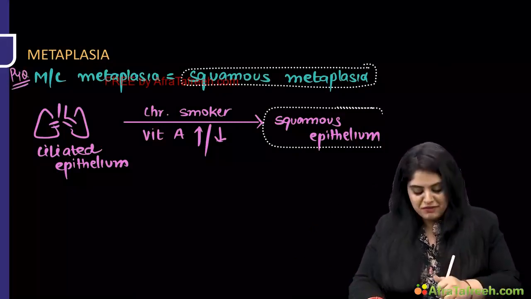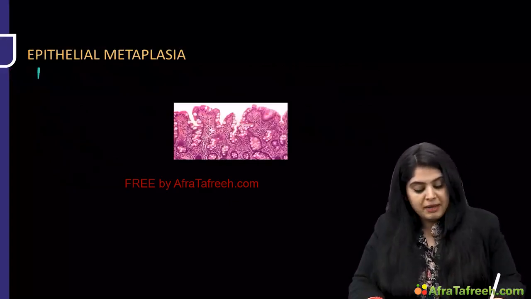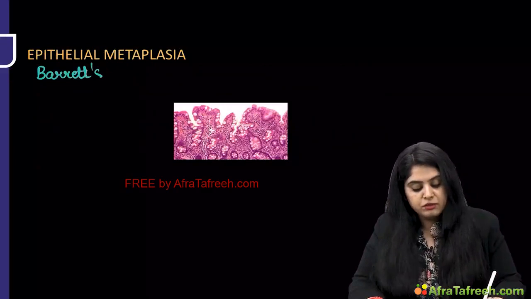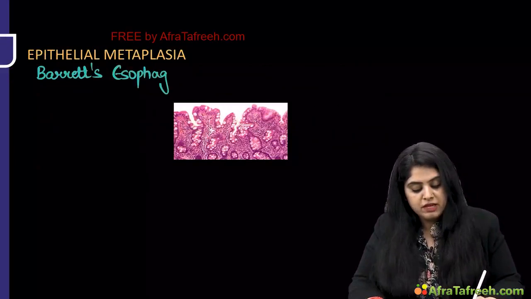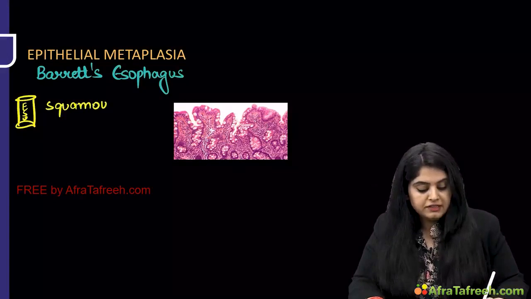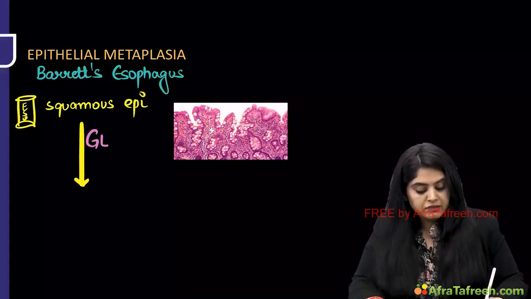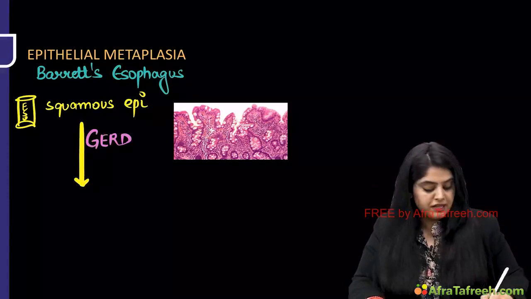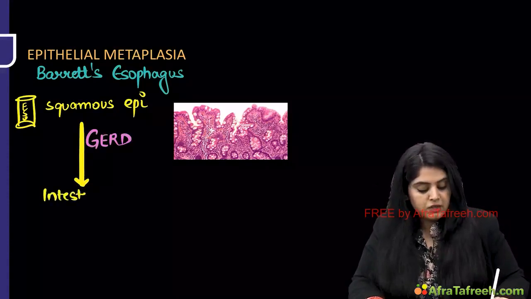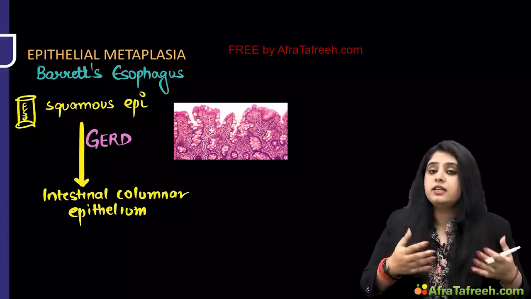But what is your most favorite metaplasia? Your most favorite metaplasia is going to be Barrett's esophagus. So when I'm talking about Barrett's esophagus, please note that first you will have to tell me what is the normal esophageal epithelium. The normal esophagus has squamous epithelium. And suddenly we will realize that this squamous epithelium is changing. Why is it changing? Because you're dealing with a case of gastroesophageal reflux disease, as a result of which the body has ended up making an intestinal columnar epithelium. Intestinal columnar epithelium. Read it again and again.